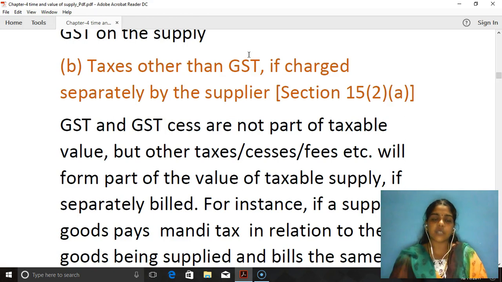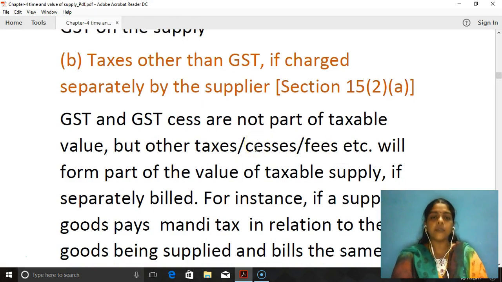Whatever may be the taxes imposed under any other law will also be included in the transaction value. For example, mandi tax would be included, property tax would be included, and stamp duty will be included. These are all taxes not subsumed in GST and levied under other laws. So these taxes levied under other laws would be part of the transaction value. GST and GST cess are not part of taxable value, but other taxes or cesses, fees, etc.